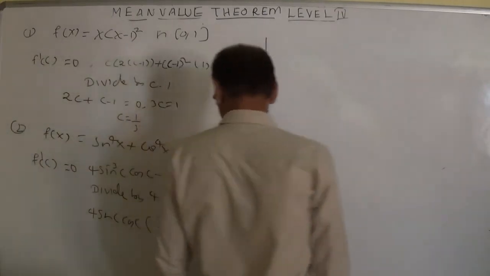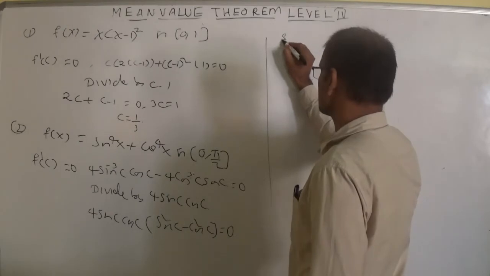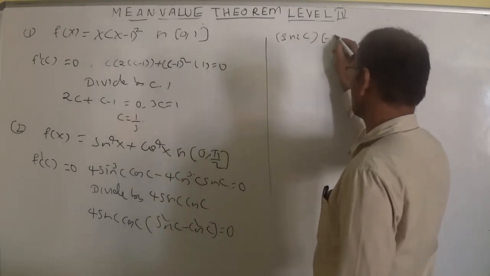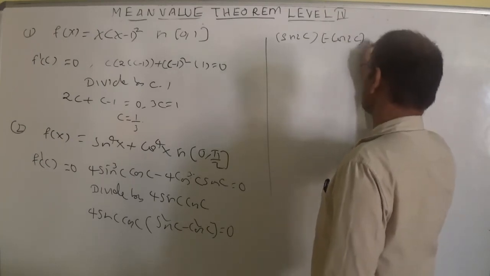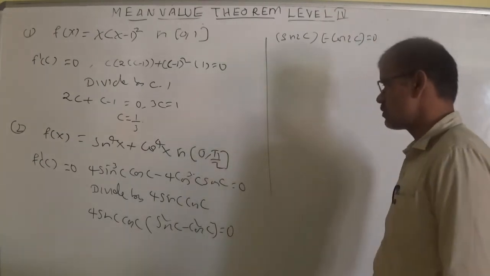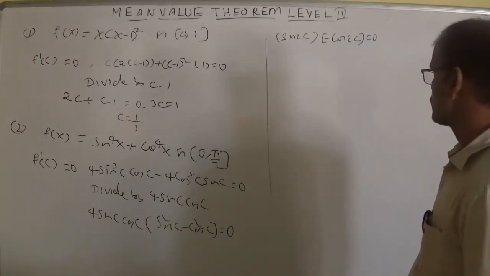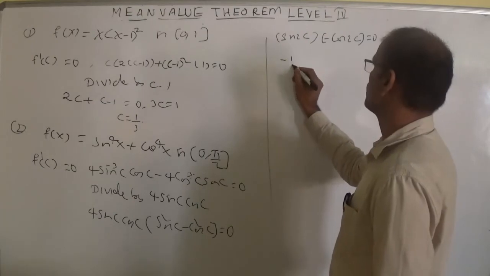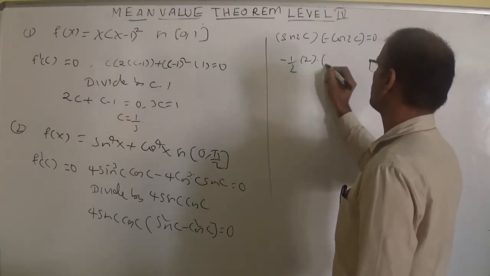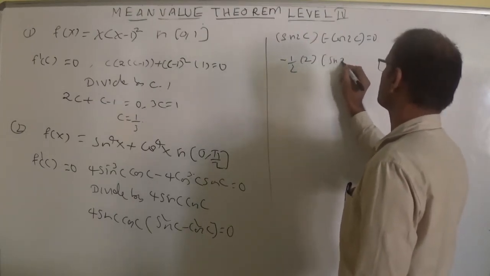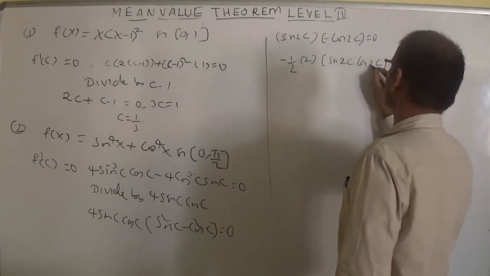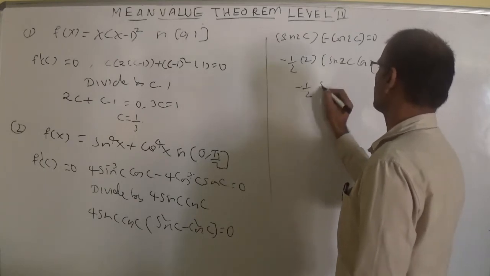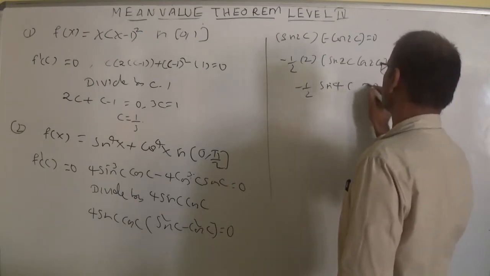Whenever 4 sin c cos c equal to 0, you can say that sin 2c into minus cos 2c equal to 0. Using the sin 2c cos 2c formula, if we multiply with 2, we get minus 1 by 2 into 2 sin 2c cos 2c equal to 0. It becomes minus 1 by 2 into sin 4c equal to 0.